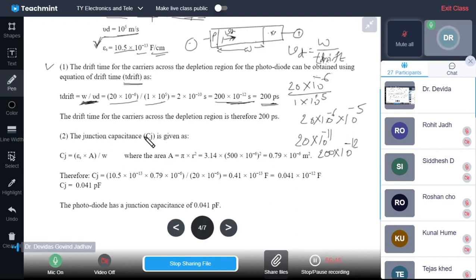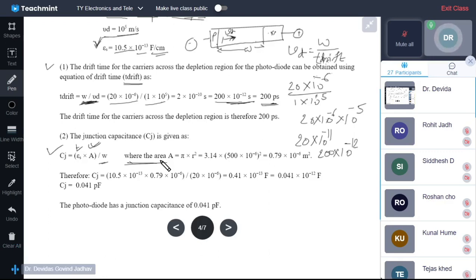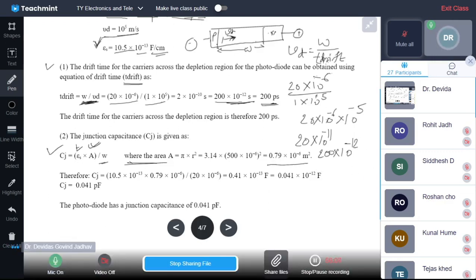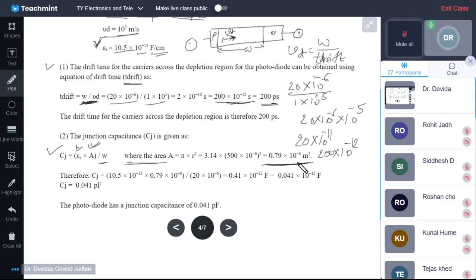Junction capacitance Cj we can calculate. It is given by Cj is equal to epsilon A by W, where A is the area. A is pi r square, and r is given. So pi 3.14 into 500 into 10 raised to minus 6, squared. Calculate it. It comes as 0.79 into 10 raised to minus 6 meter square. So capital A is 0.79 into 10 raised to minus 6 meter square.